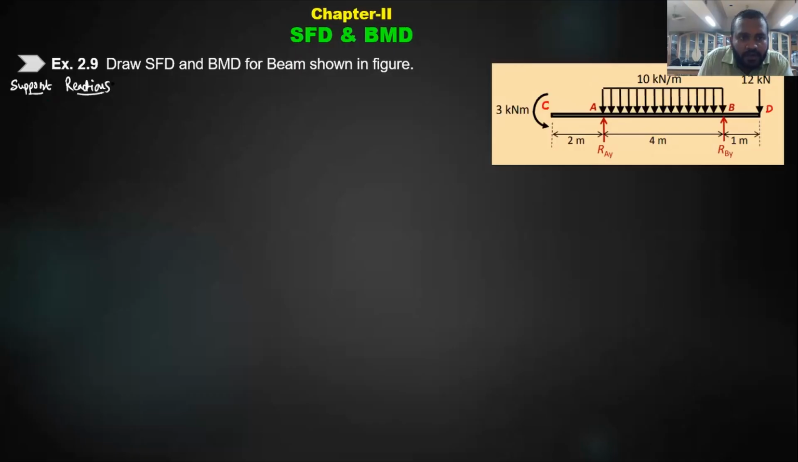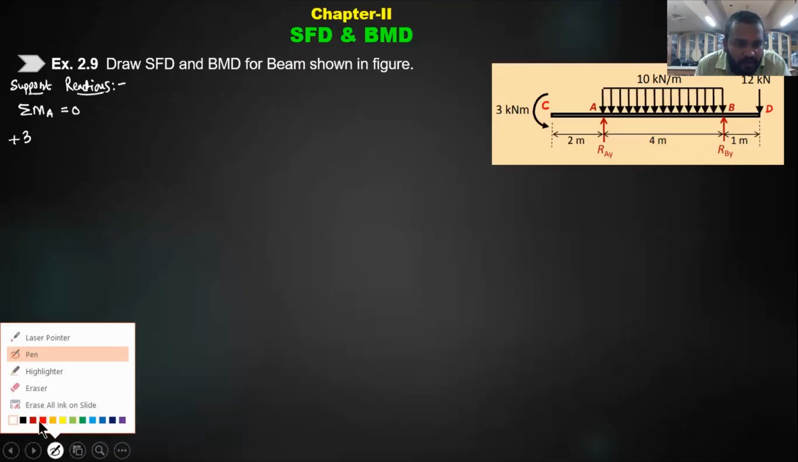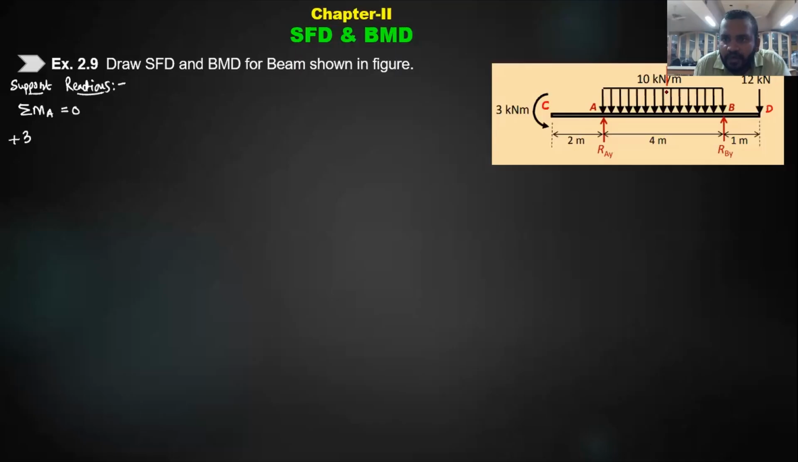Okay, so for support reactions, we will take summation of moments about point A, and equate it with 0. So what we get: this 3 kilonewton-meter moment is already there. It is anti-clockwise, so we'll take it plus 3. Then the moment of RA will be 0. Here the equivalent load of the UDL will come. What will be the equivalent of that UDL? The equivalent of the UDL will act at a distance of 2 meter from here and 2 meter from here. The intensity is 10 and the span is 4, so it is 40 kilonewton.